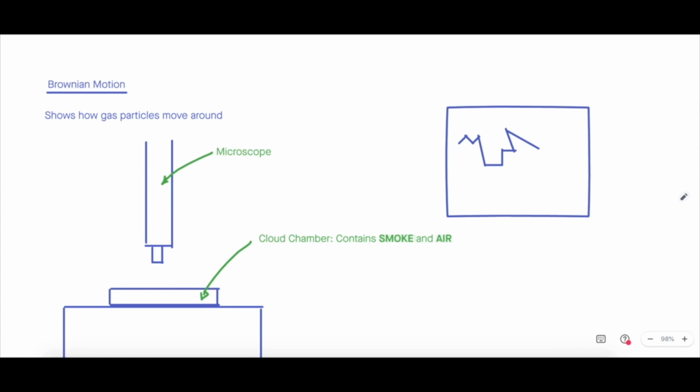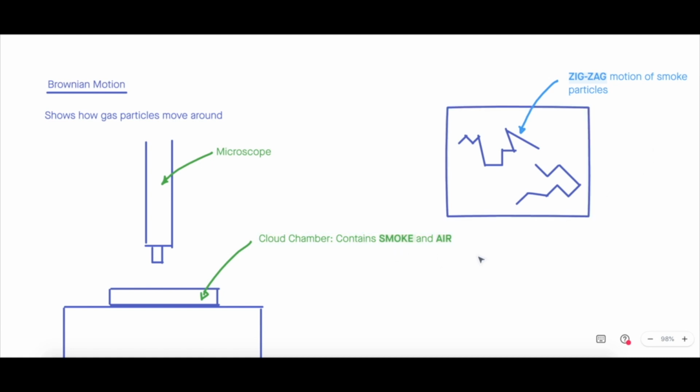You see little white streaks which take these zigzag paths. So this might be one, this might be another. And you see these forming all around the cloud chamber. And the key thing is that you have zigzag motion of smoke particles. You know it's the smoke particles because these trails are white. Now the question is, why does it show zigzag motion? And the reason for that is because, remember, it's containing smoke and air.